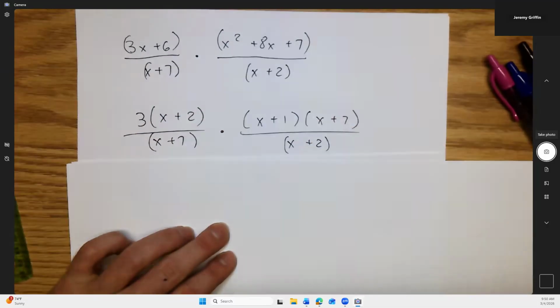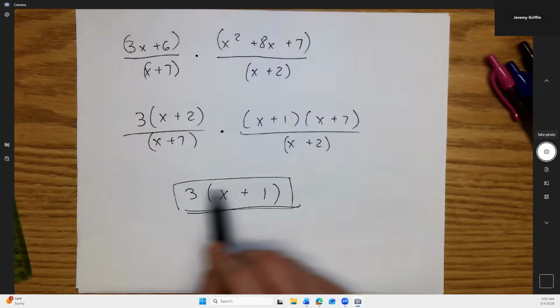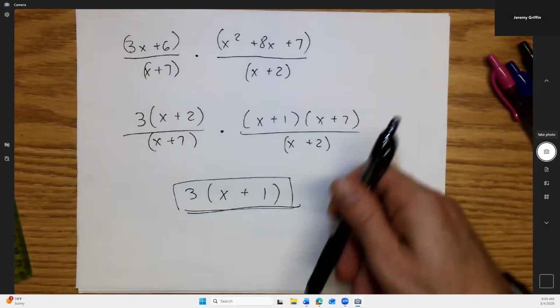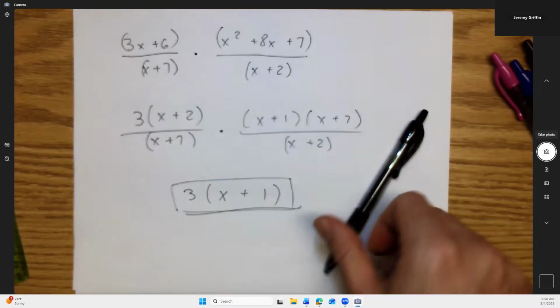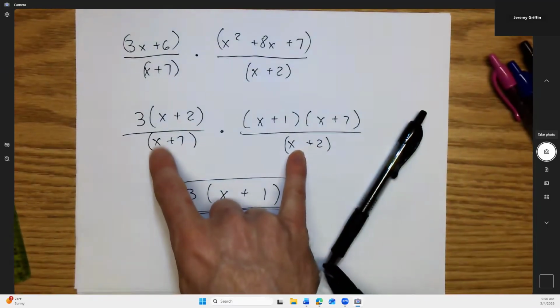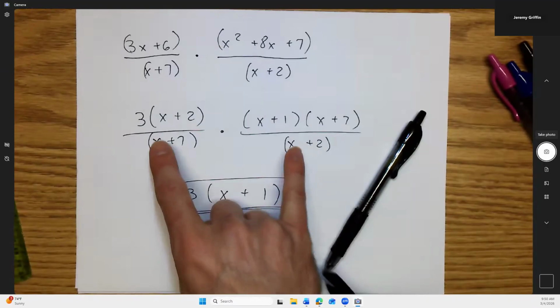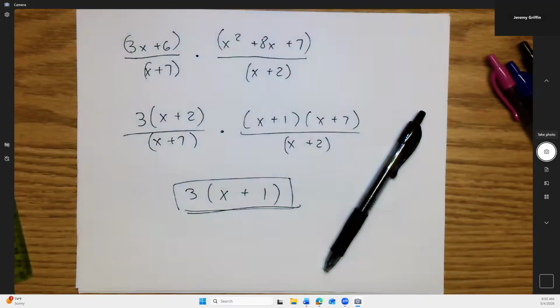We got it, sure. Okay. And if you graph this, like if you said y equals this, it would be y equals 3x plus 3. That'd be a straight line with the slope of 3. Now it would have a couple of holes in it. It has a hole at x equals negative 7 and a hole at x equals negative 2. But otherwise, it's just y equals 3x plus 3 if you graphed it.